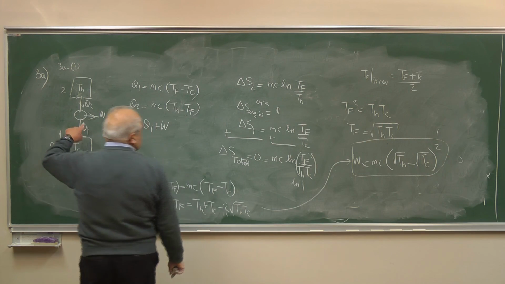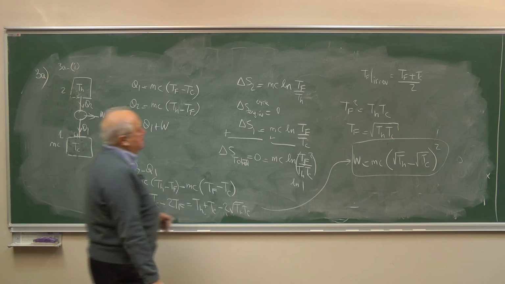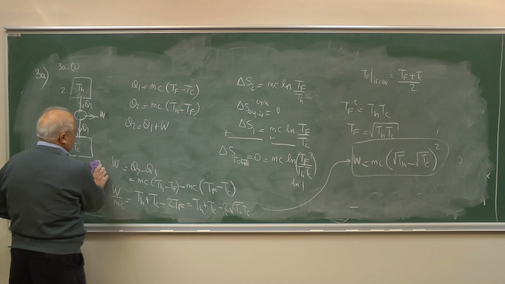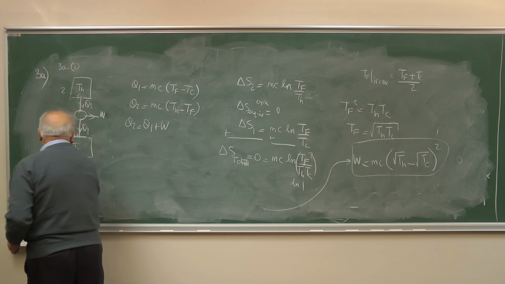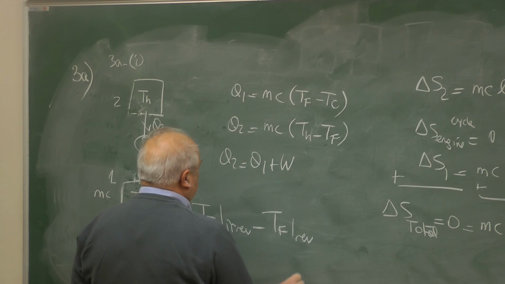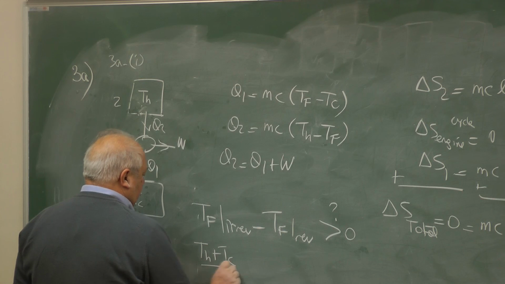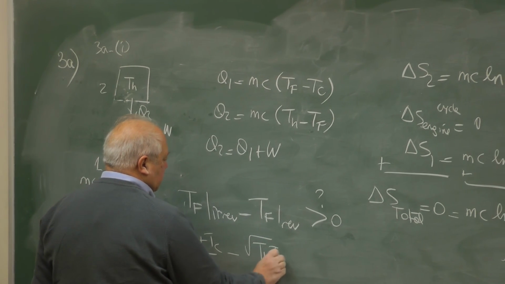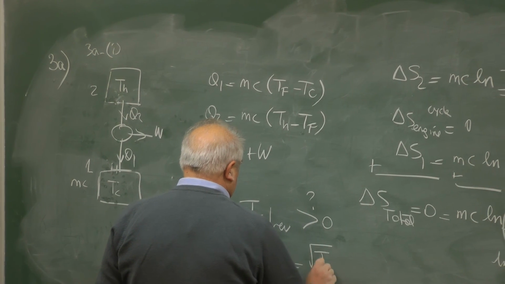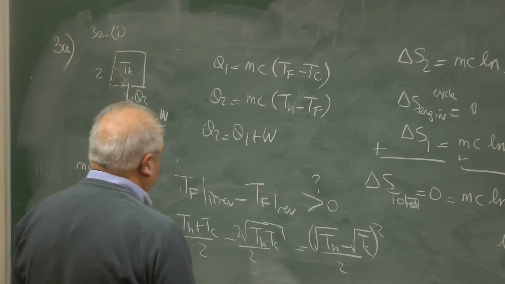So in doing the reversible thing, we obtained a different temperature. Now, which one is higher? Is this one higher or that one higher? Let's check that one. So we computed the work also, so I'm erasing. So TF irreversible minus TF reversible. So for example, is it larger than zero or not? So this is (TH plus TC) over 2 minus root TH TC. So multiply by 2, divide by 2. So that's equal to, again, (root TH minus root TC) squared over 2. So this is positive.